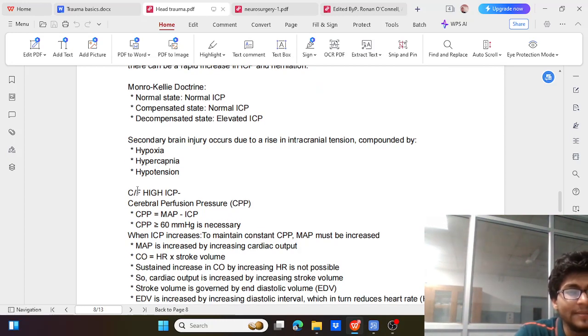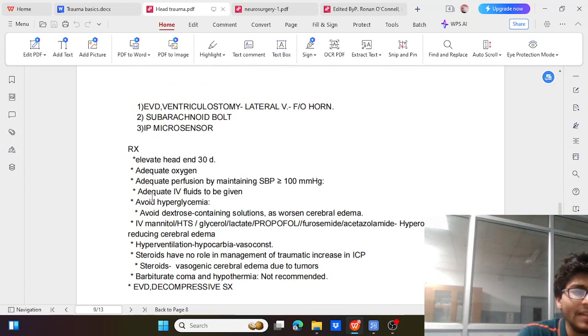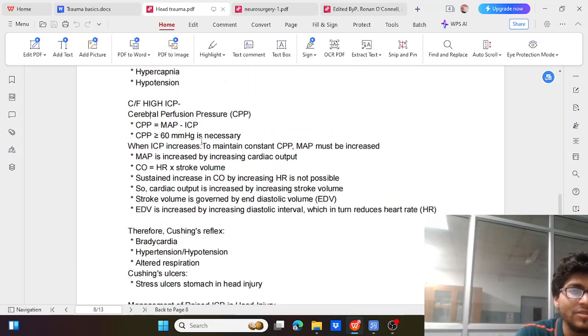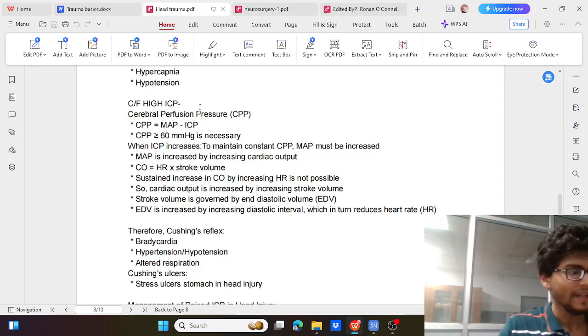So what are the clinical features of raised ICP? It is headache, projectile vomiting, difficulty in vision with papilledema, and cranial nerve palsy, third cranial nerve palsy. So these are some of the signs of raised intracranial pressure.